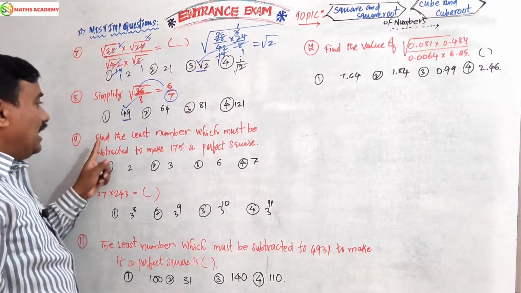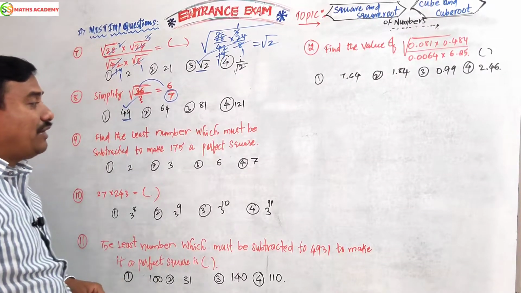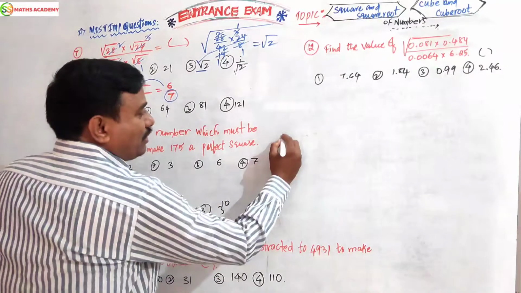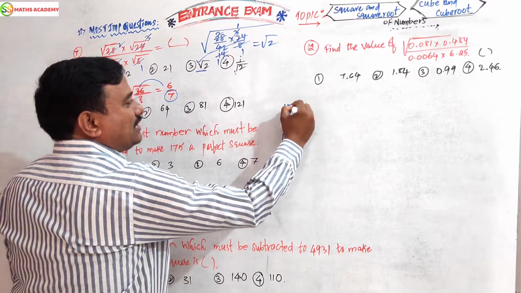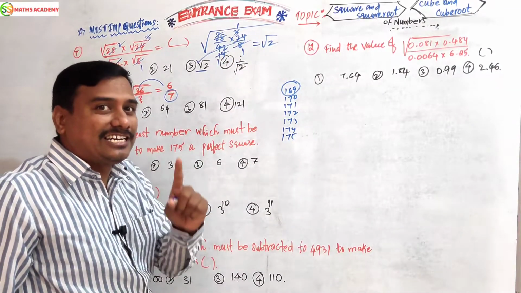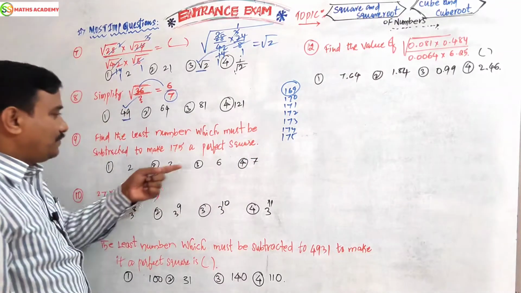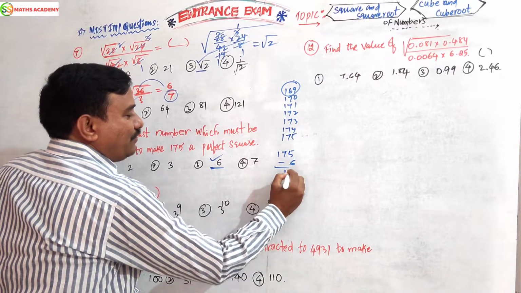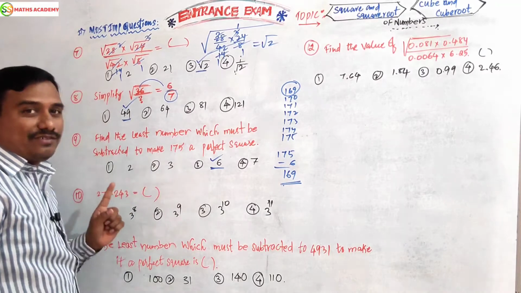Okay. Next. Find the least number which must be subtracted from 175 to make it a perfect square. The nearest perfect square to 175 going down: 175, 174, 173, 172, 171, 170, 169. Yes, 169 is a perfect square, 13 squared. So how many do we have to subtract? 1, 2, 3, 4, 5, 6. Yes, you subtract 6 from 175 and you will get 169. So 175 minus 6 is 169. It's a perfect square.